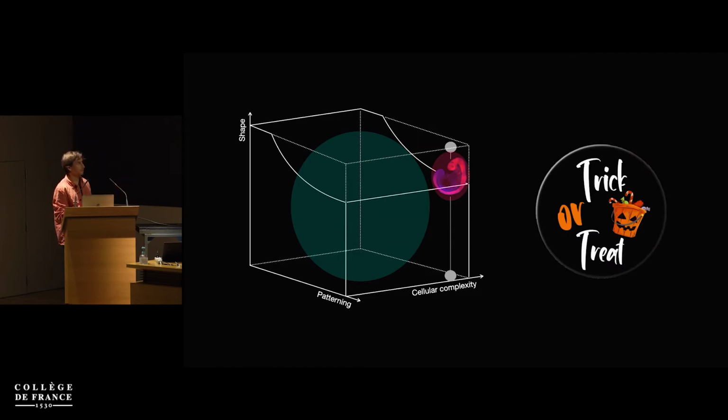Do you see this as a trick or a treat? Is this a trick that embryonic organoids want to play with us, and do they try to deceive us? Or is it actually a treat where we can really start to learn from this?